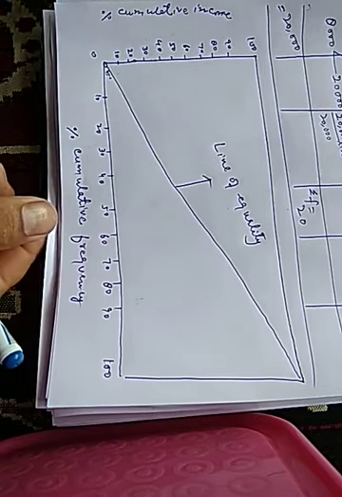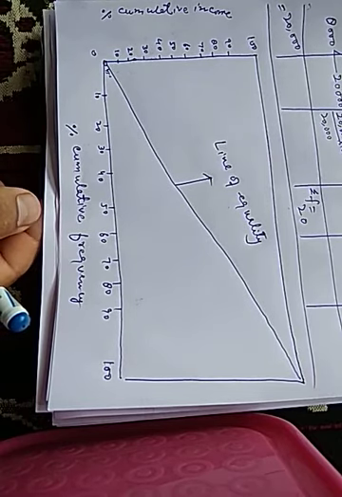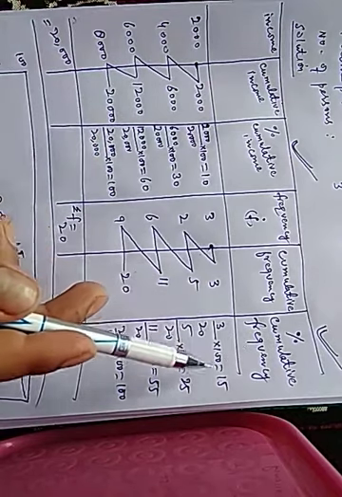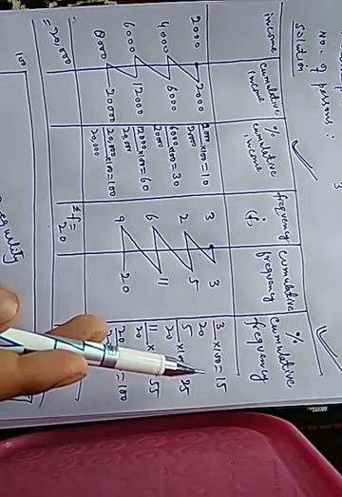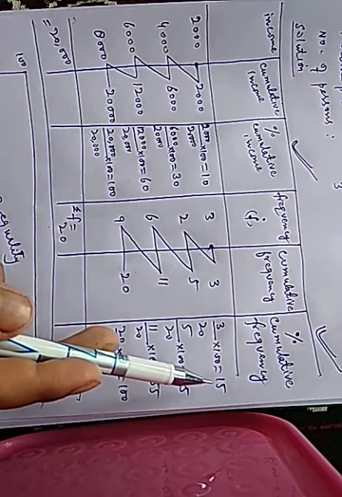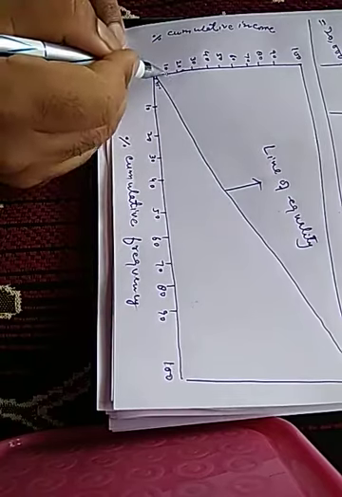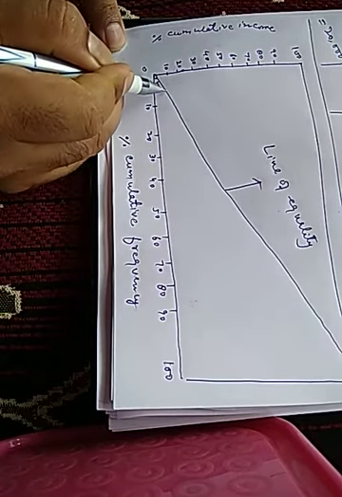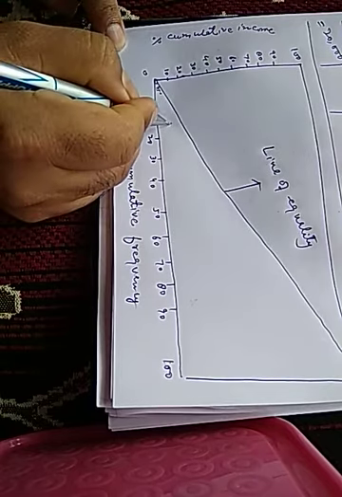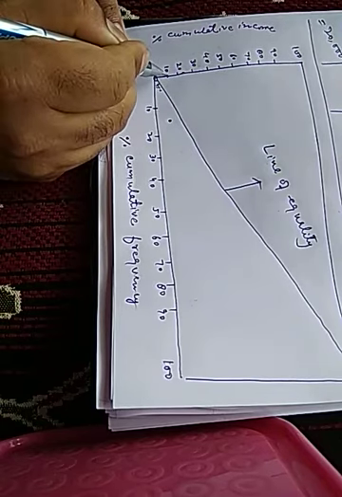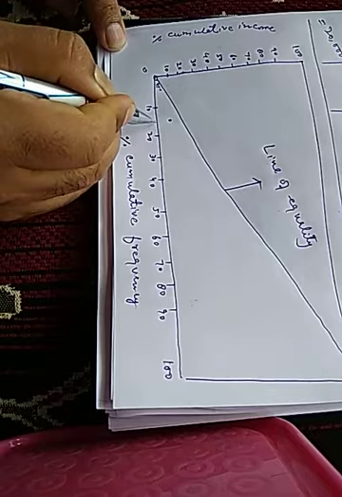Now we will plot the values of percentage cumulative income against percentage cumulative frequency. Percentage cumulative income is 10 and percentage cumulative frequency is 15, meaning there are 15 persons who share cumulative income equal to 10%. This will lie between 10 to 20. This point shows cumulative percentage income equal to 10 and percentage cumulative frequency equal to 15.